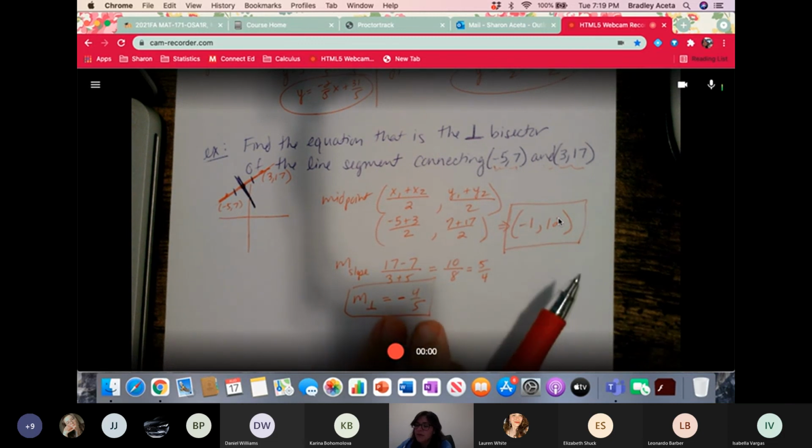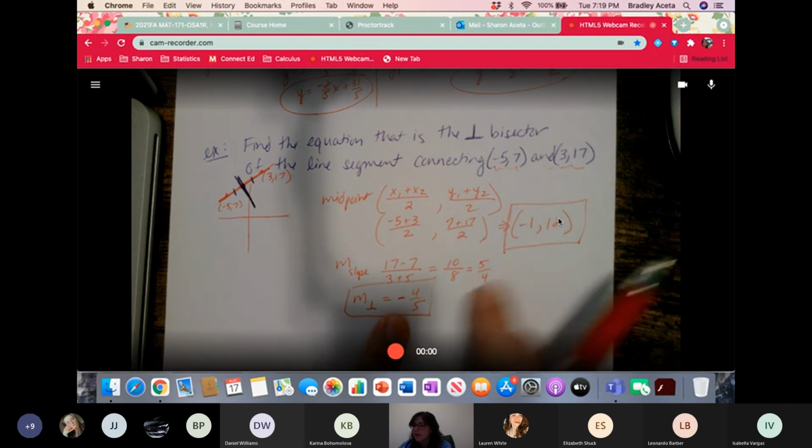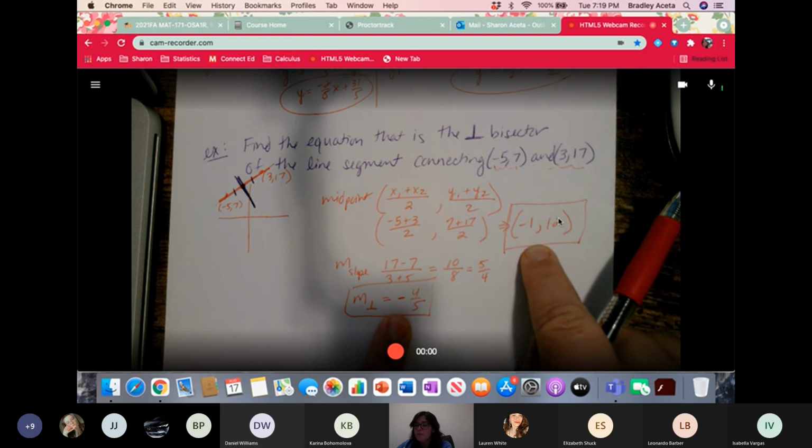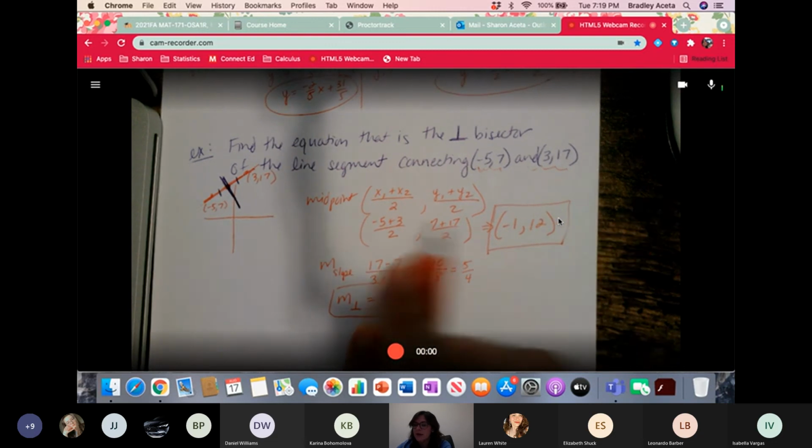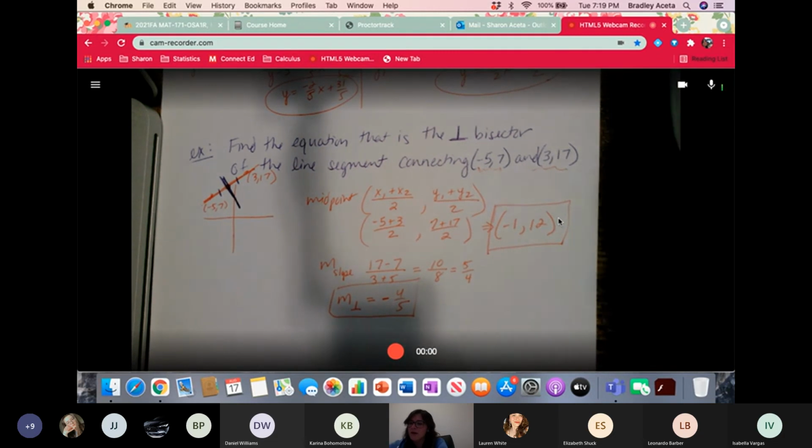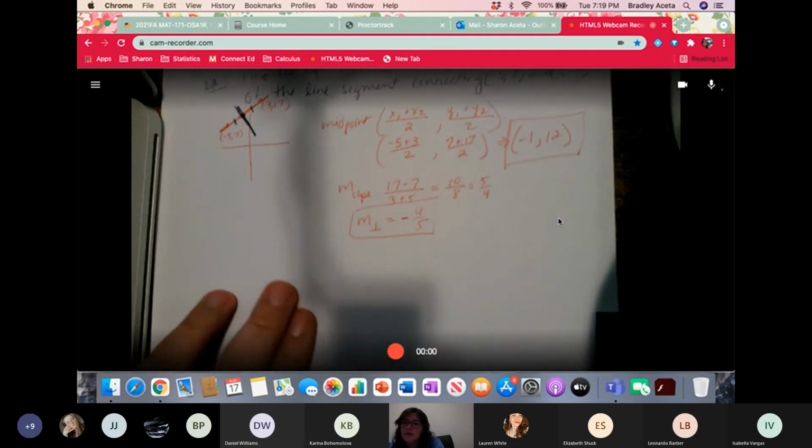So now I have the slope and I know the midpoint. Now I can write an equation. Goodness, all this for this one question? Yes, all this for this one question. You have to find the midpoint, you have to find the slope and then the perpendicular part, and now you have to write the equation for it.